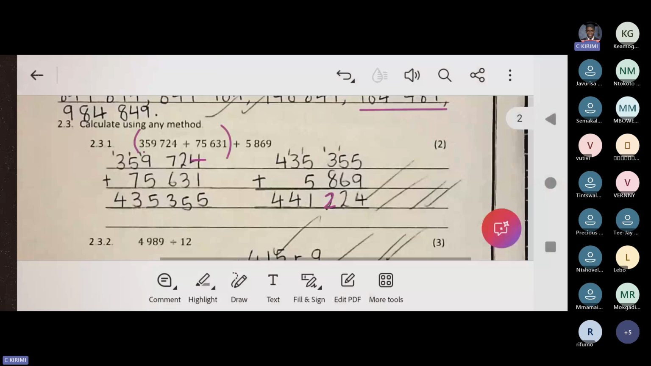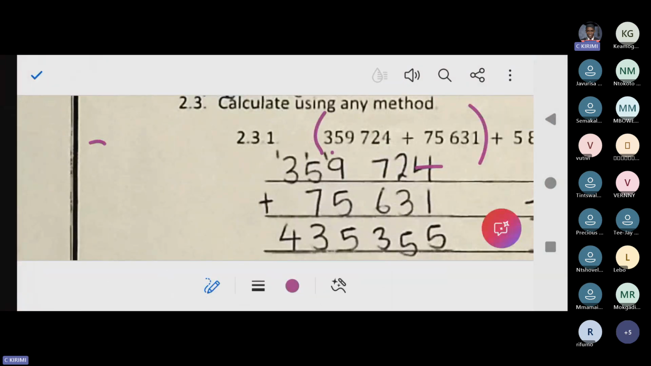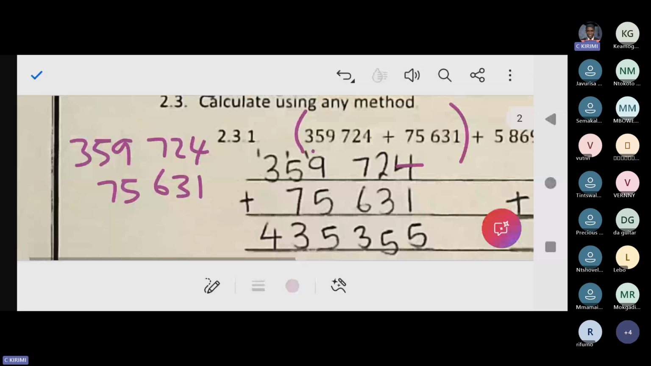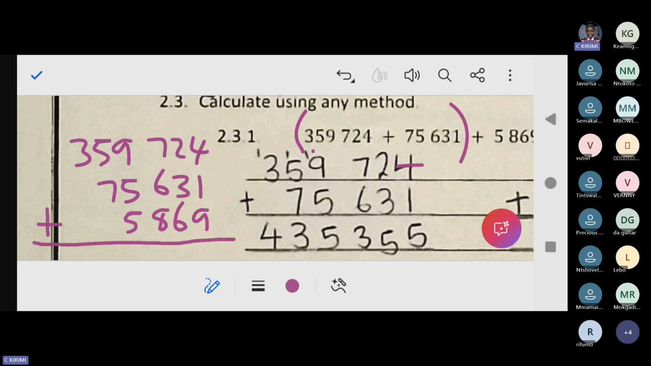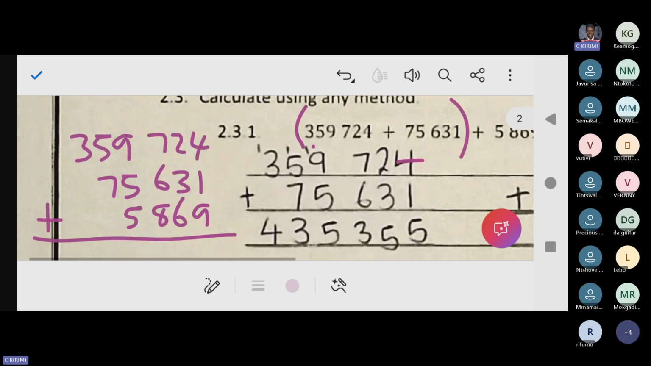So you can still add all the numbers straight away without breaking them down. You can still also write them like this. And 59,724. Then you take 75,631. Then you add also the last number, 5,869. You add them straight away if you don't want to break them like that method which we first used.